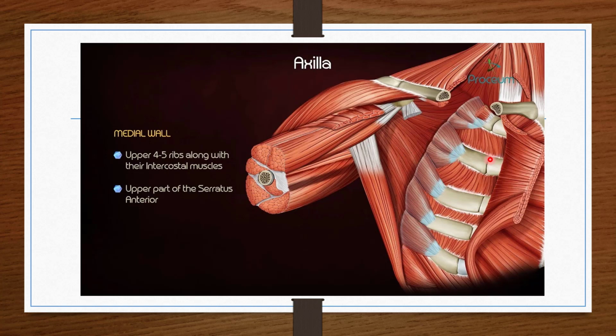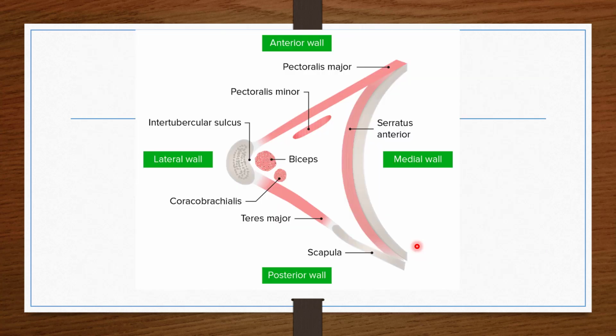See here, these are the upper 4 or 5 ribs along with the intercostal spaces which are present in between the ribs, and this is the serratus anterior muscle which is attached to the outer border of the upper 8 ribs. But the upper 4 or 5 ribs along with their intercostal muscles and intercostal spaces are forming the medial wall of the axilla. In this diagram also you can see all the walls.